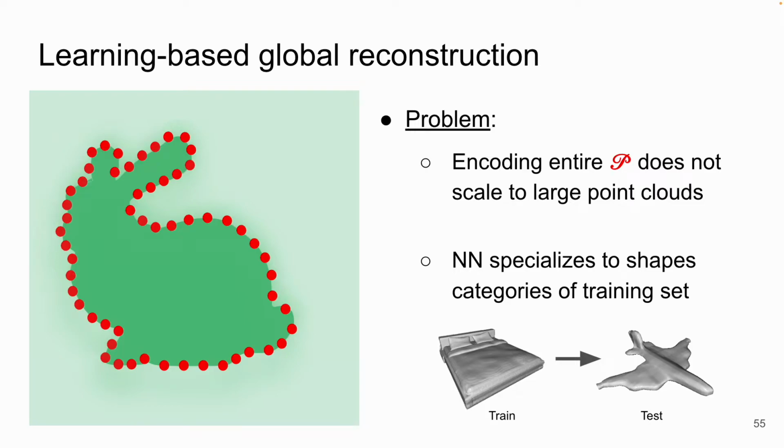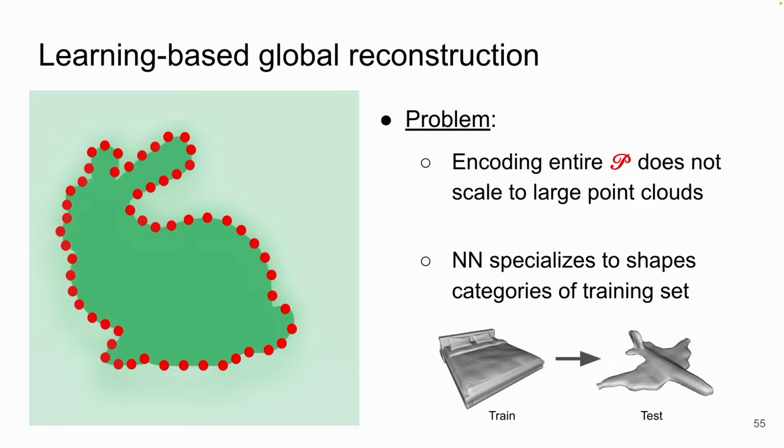Now the problem with this is that encoding the entire point cloud does not scale to large point clouds. And this is for two reasons. First, it is simply too computationally expensive, especially if the point cloud has up to millions of points. And second, it is simply not possible to encode an entire scene, for example, in a low-dimensional shape code. And as a result, these networks usually specialize to shape categories which are seen during training.